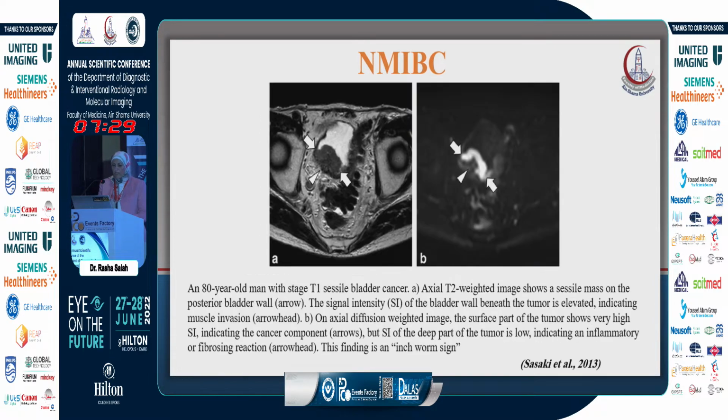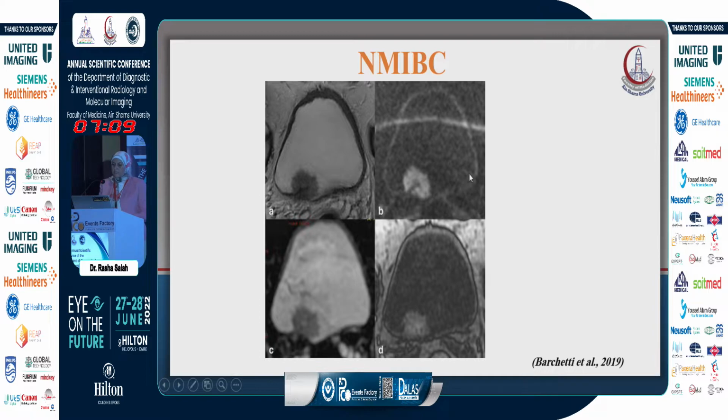This is another example where T2 can upstage the tumors for muscle invasion, but again the diffusion downstages these lesions into non-muscle invasion with absent high signal at the base of the mass, separating the mass from the adjacent muscle layer. This is an example for non-muscle invasion, again with the inchworm sign, with the pedicle showing no restriction.